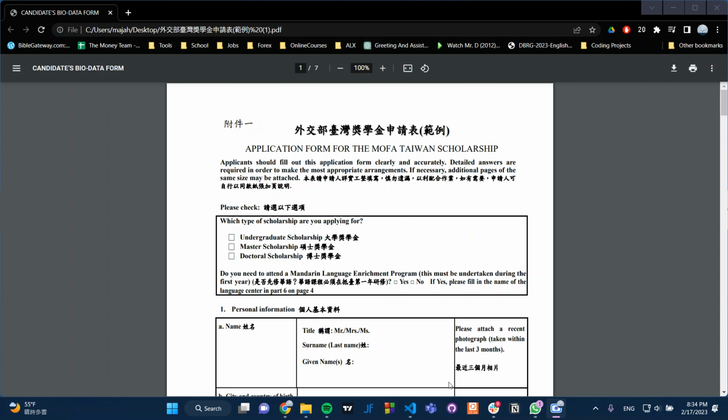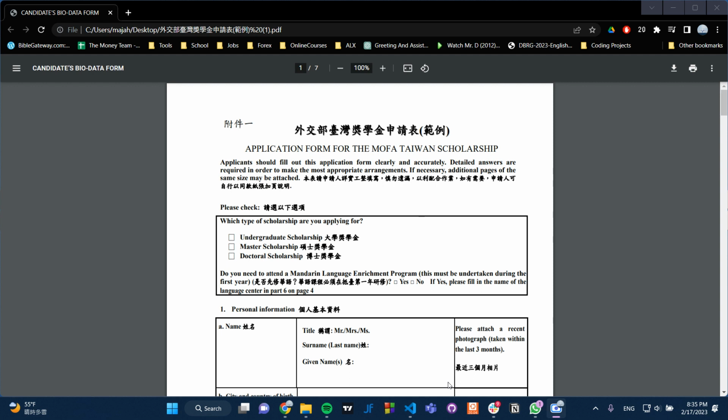In this video, we'll be looking at the MOFA Scholarship application form. Unlike the Taiwan ICDF Scholarship, for the MOFA Scholarship application form, you have to download the form online and then print it out, fill it out, and then submit it with the required documents at your local Taiwanese embassy.